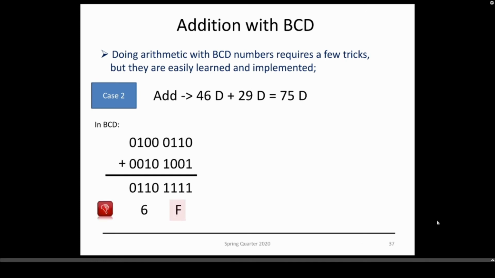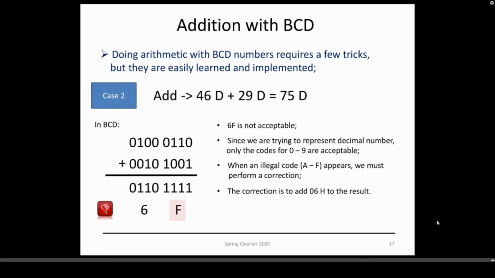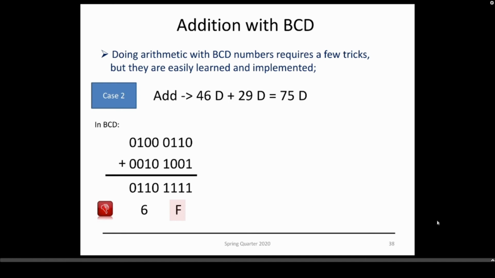Well, let's now add 06 to our result. So whenever you have a letter appearing in your answer, you need to correct your result, and that's done by adding 6 in hexa to your result. I'm using hexa, but it can be 6 in binary or 6 in decimal, it's the same thing. So let's see how I do this.